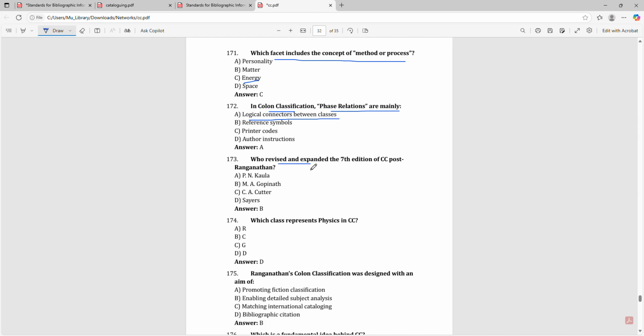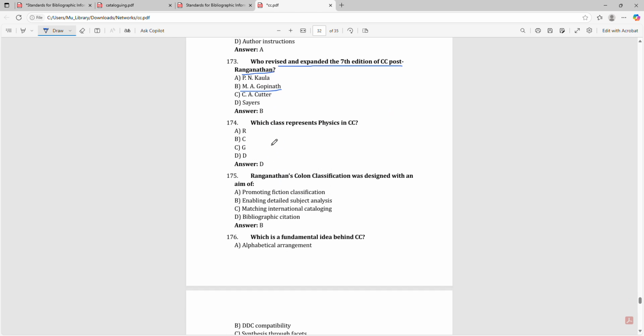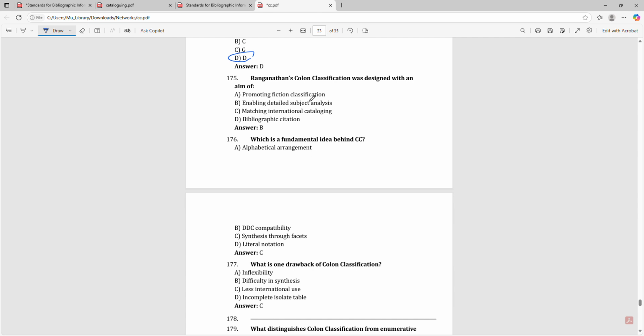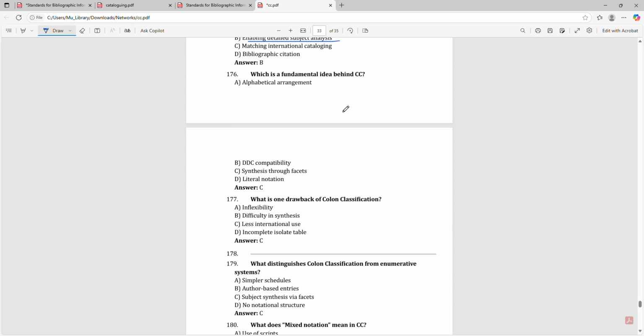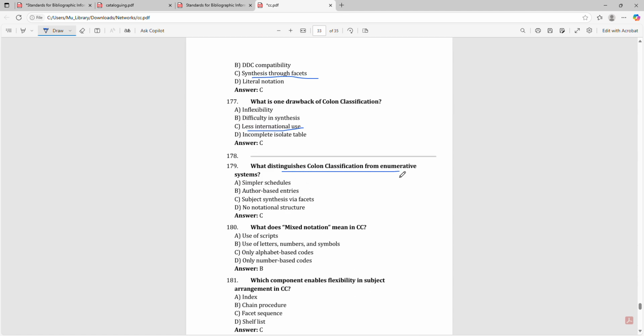Who revised and expanded the seventh edition of CC after Ranganathan? That is M.A. Gopinath. Which class represents physics in CC? That is D. Ranganathan's column classification was designed with an aim of enabling detailed subject analysis, which is a fundamental idea behind CC, that is synthesis through facets. What is one drawback of CC? Less international use. What distinguishes CC from enumerative systems? That is subject analysis via facets.